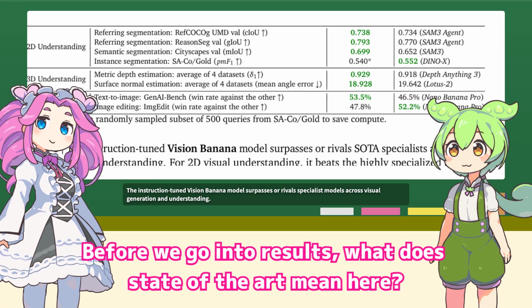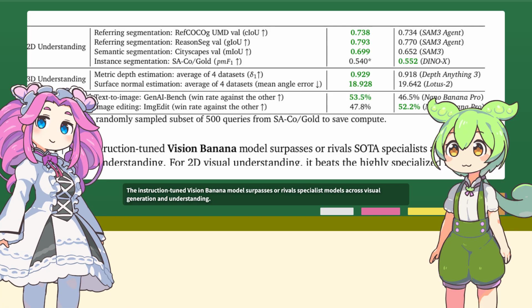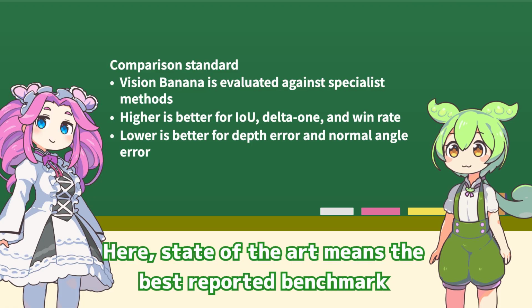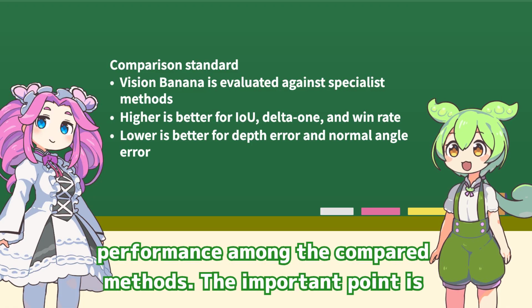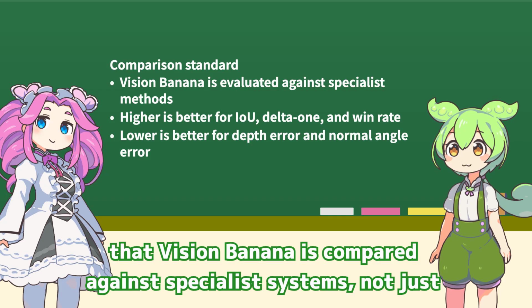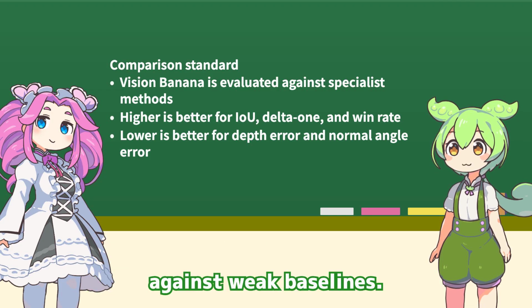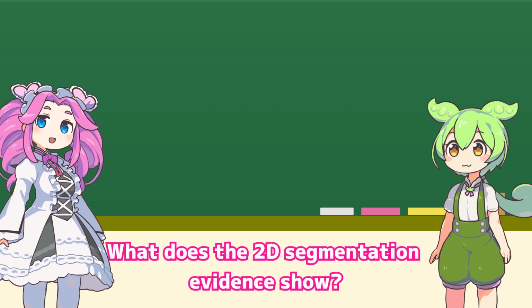Before we go into results, what does state-of-the-art mean here? Here, state-of-the-art means the best reported benchmark performance among the compared methods. The important point is that Vision Banana is compared against specialist systems, not just against weak baselines. What does the 2D segmentation evidence show?